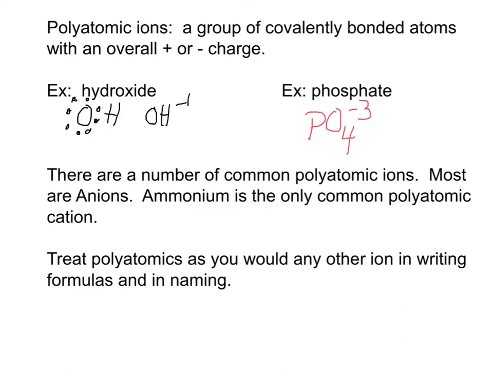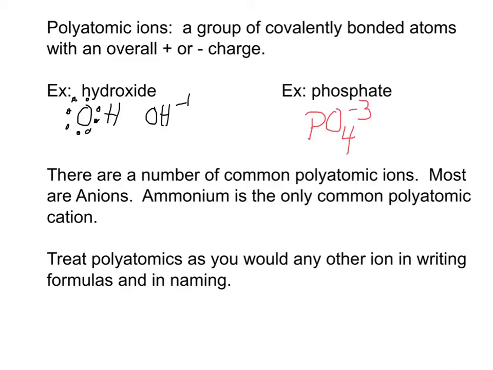Now, there are a number of these that are common. The only common one that's positive is ammonium, this one right here. The rest of them are all negative. Basically, they're not that hard to deal with. You treat them just like any other ion when you write the formulas and when you name them, with one little addition, which we're going to cover on the next page. The hardest thing is to remember the formula and charge for each one, and then dealing with them is pretty easy after that.